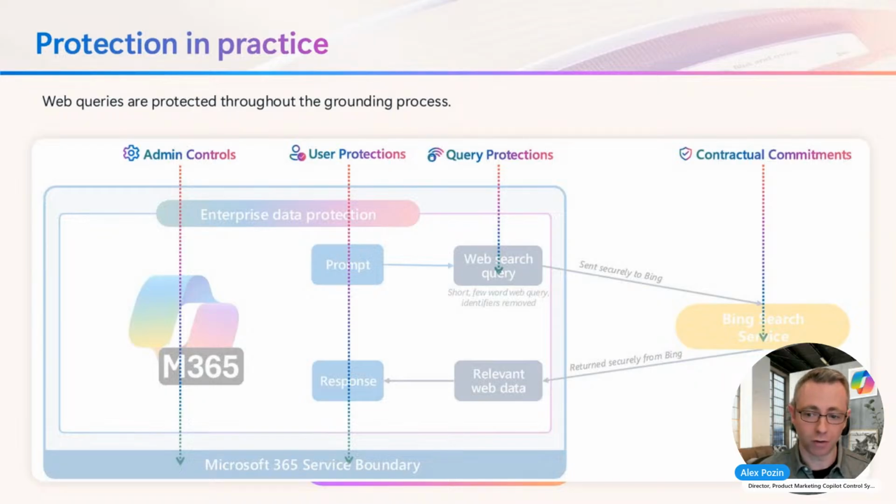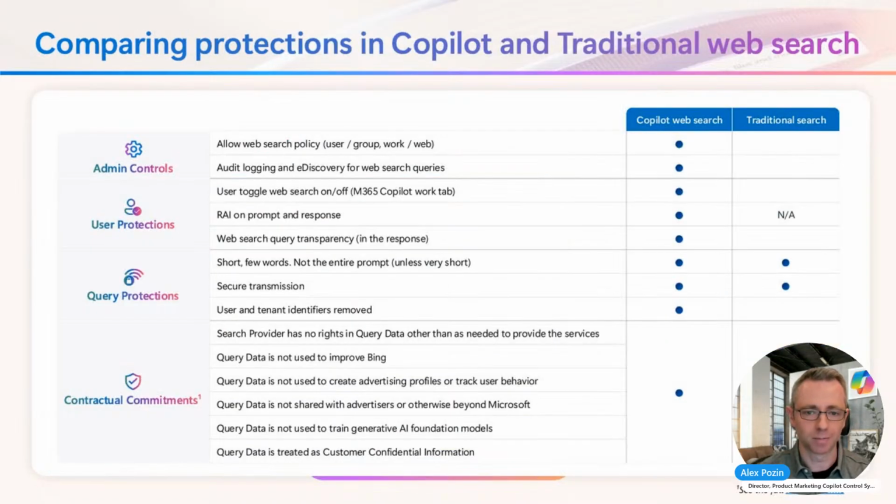We've talked about the flow diagram of how web search works, and we've talked about the protections. What this does is it brings the two concepts together for you so you can understand where the protections overlay with the flow itself. As you can see, the admin controls apply to the entire tenant. The user protections work on the prompt and response, and all the way throughout. The query protections protect the query itself. And lastly, contractual commitments cover how data is handled in Bing search service. And with that, let's go on to the next slide.